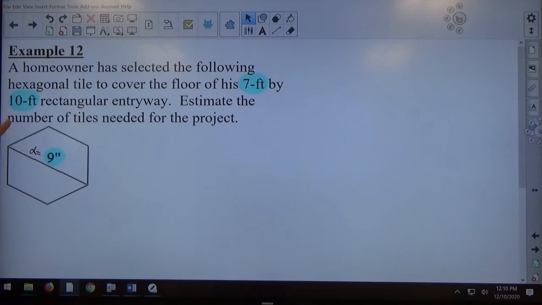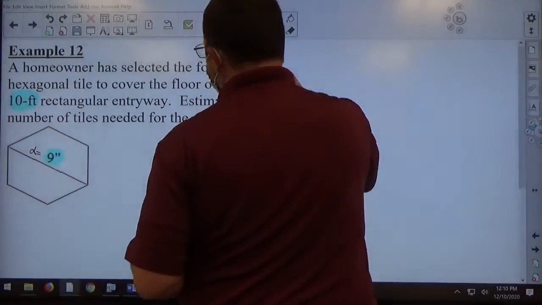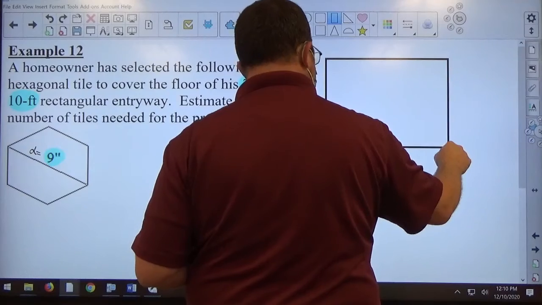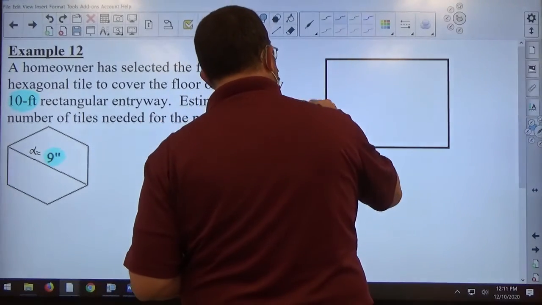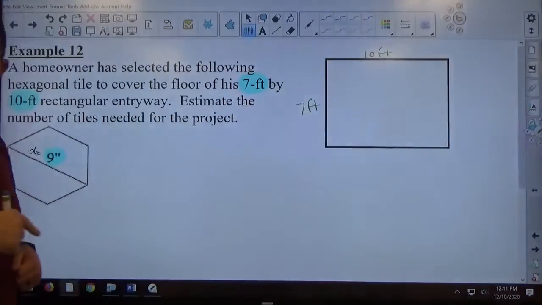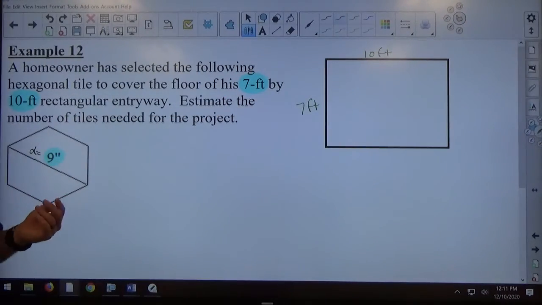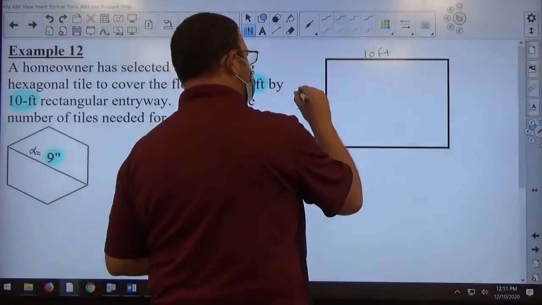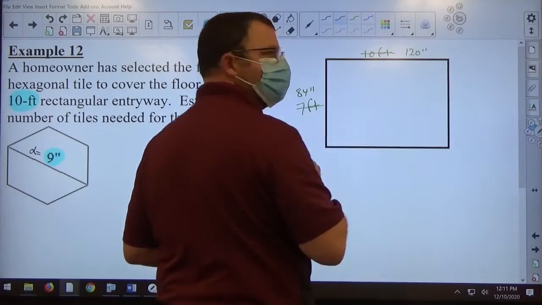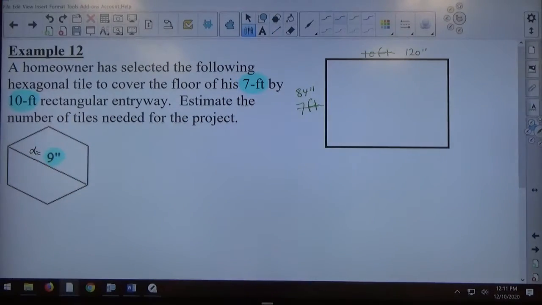So 7 by 10-foot rectangular entryway. So here's our entryway here. 7 feet on this side, 10 feet on this side. To get feet to go to inches, we multiply by 12, right? So 7 times 12 is 84 inches, and 10 times 12 is 120 inches. So getting the units to agree with each other, when I find the area of the rectangle versus the area of a tile, I have the capacity to compare them more easily.